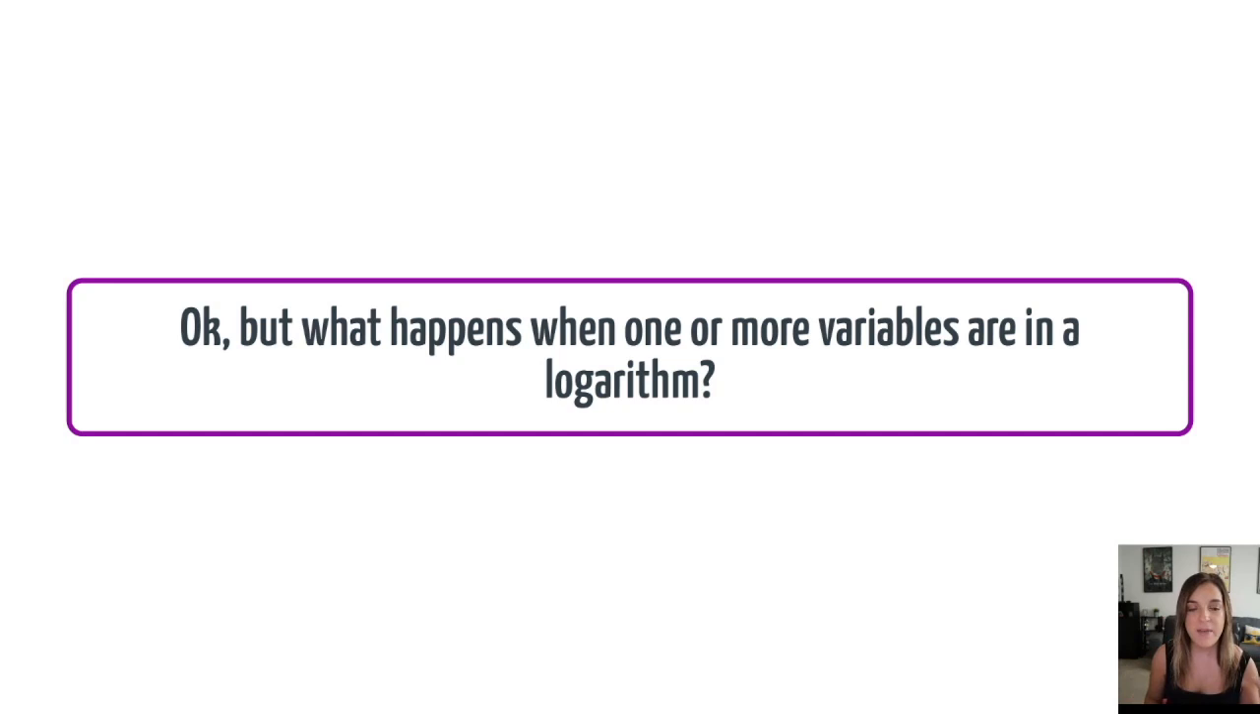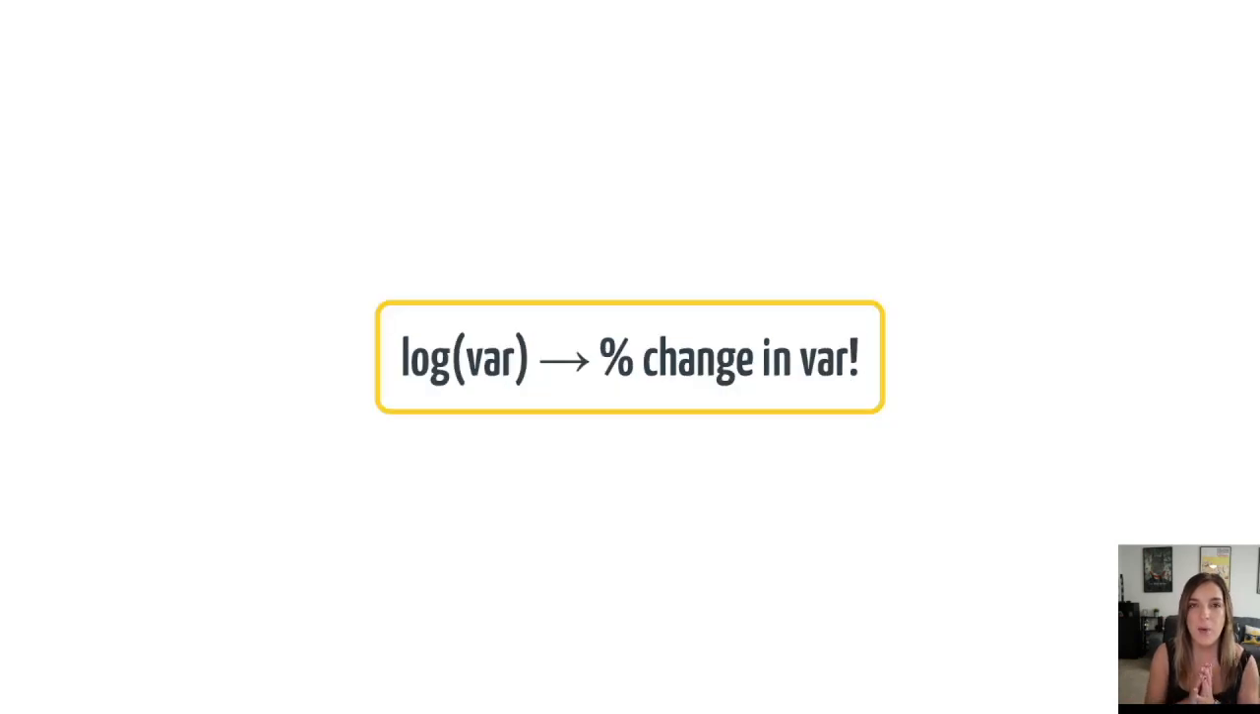What you should always have in mind is that if we have a variable that is in a logarithm, you should think about that interpretation as a percentage change in that variable, okay? So either if it's y or x, every time that we see something in a log, that variable is going to change in percentage terms. So what do I mean by that?